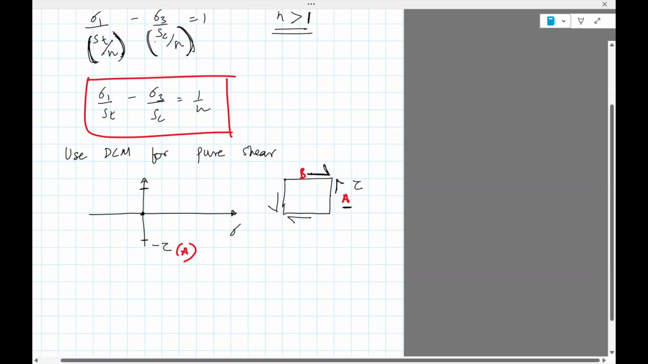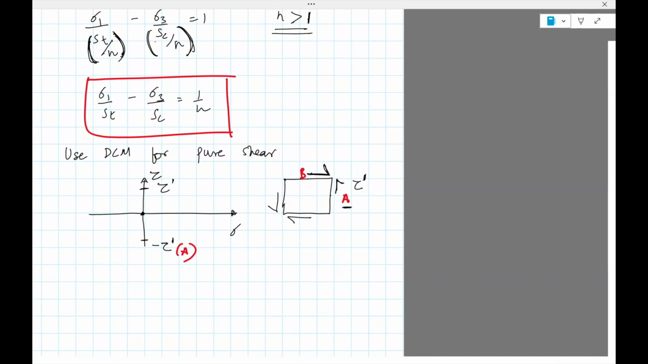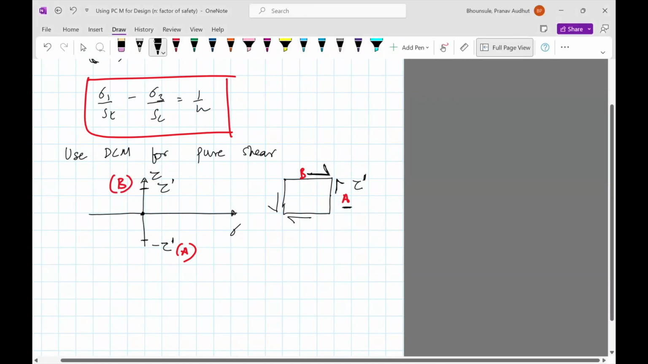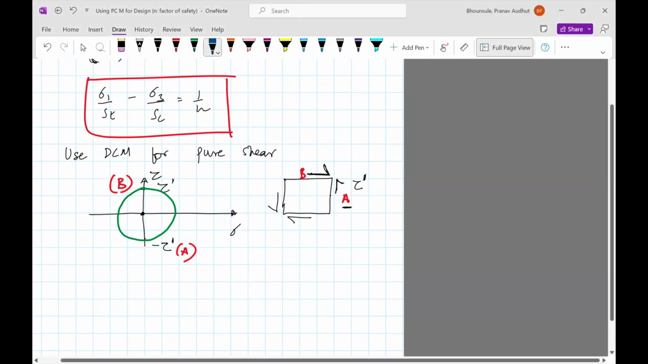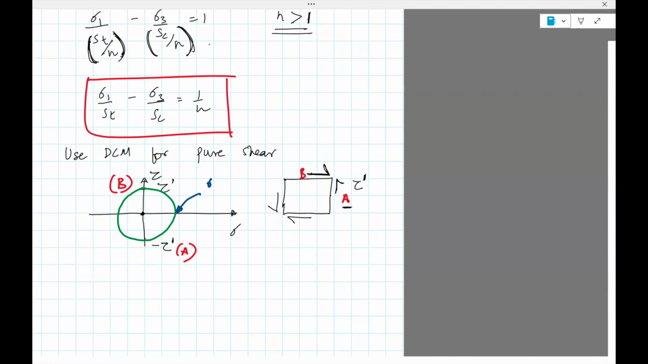I think this is confusing. I'm using two taus. Let me use tau prime here, so you're not confusing it with the tau, which is the y-axis. So tau prime, and this is the face B. Okay, so all we need is those 2 points. We then draw a circle, that is the Mohr circle. Clearly the principal stress, which is this one, is what? It's tau prime. And this principal stress, sigma 3 in this case, is minus tau prime.